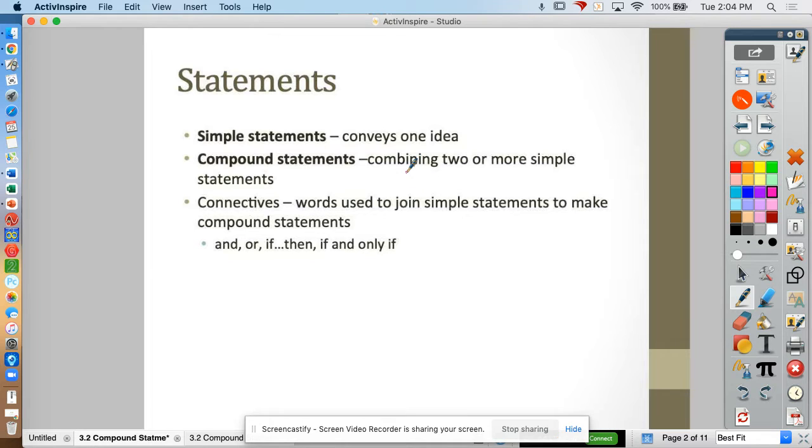We're going to combine them with connective words like and, or, if then, and if and only if. These are the four main ones we're going to talk about, but some of these have extra words that we'll go through, and they're in some of the tables in the book. If you read those words, you'll know they have the same meaning and use the same symbolization.